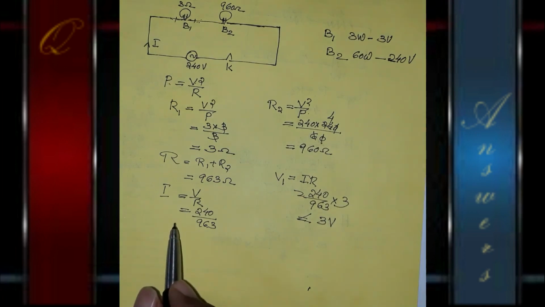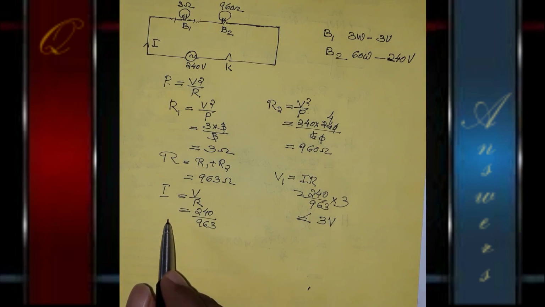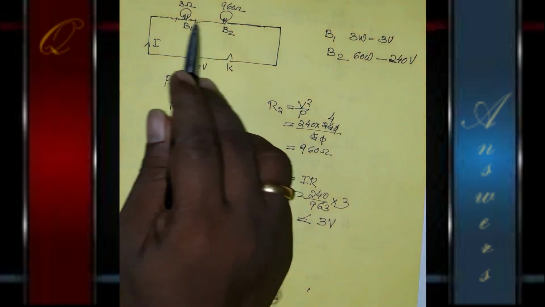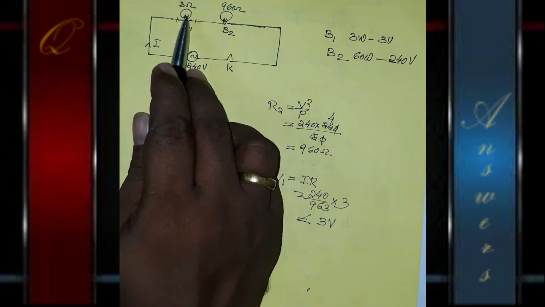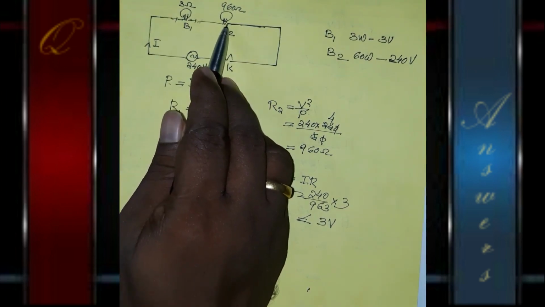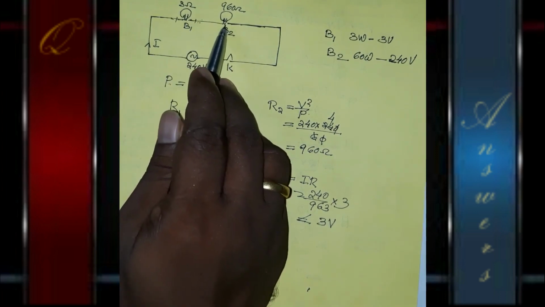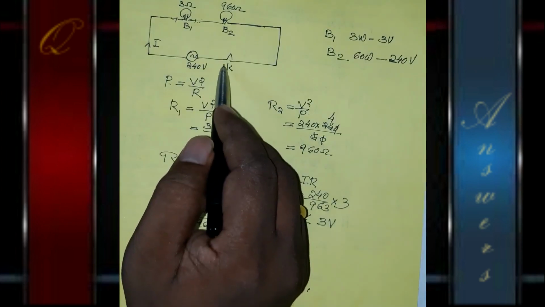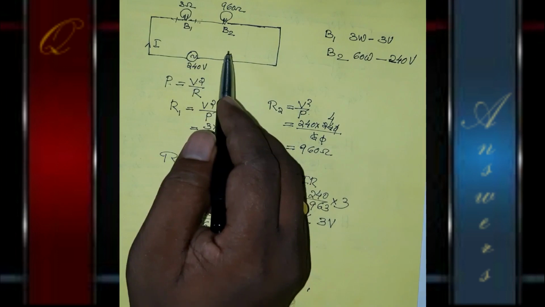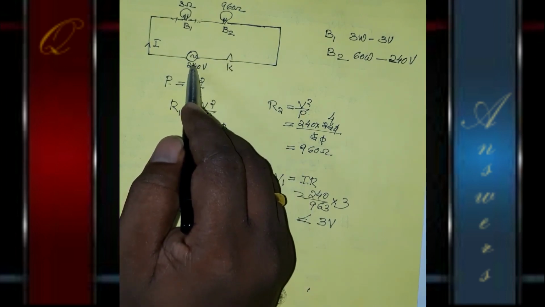Now the other question comes: what happens if we switch on the circuit after replacing B2 with another bulb B1? That is, this bulb is replaced by another bulb B1 here. So here it will be 3 ohm, and here also 3 ohm. A similar bulb is replaced here. Then when it is switched on, what will happen? Here 240 volt is supplied.